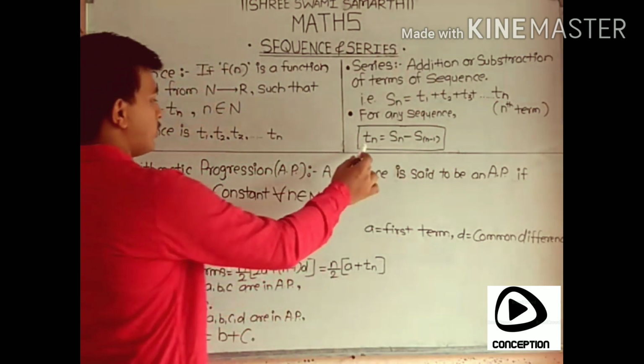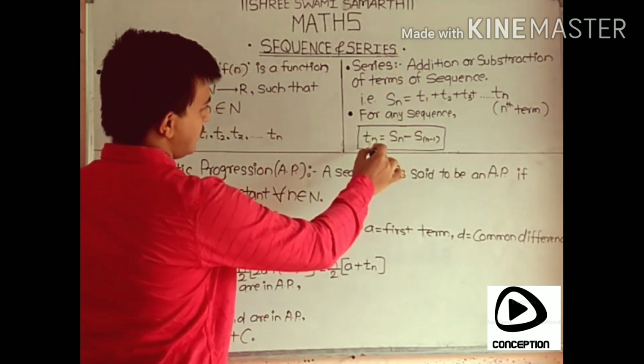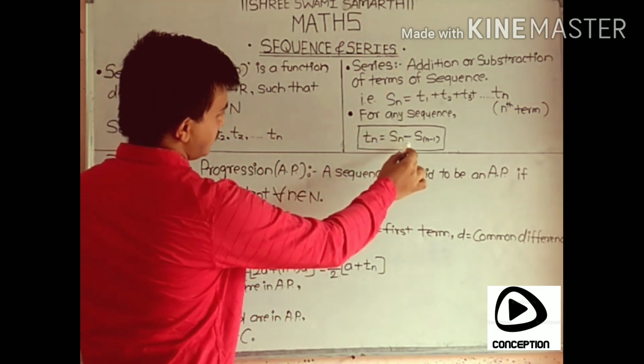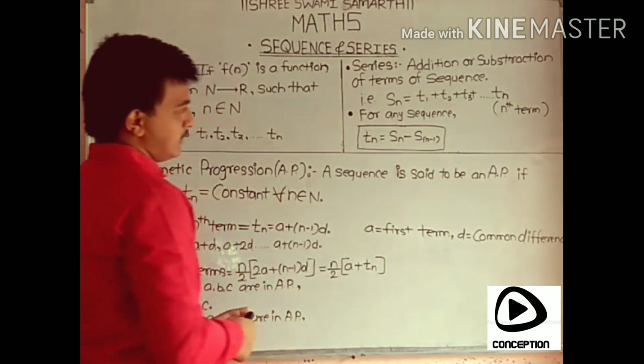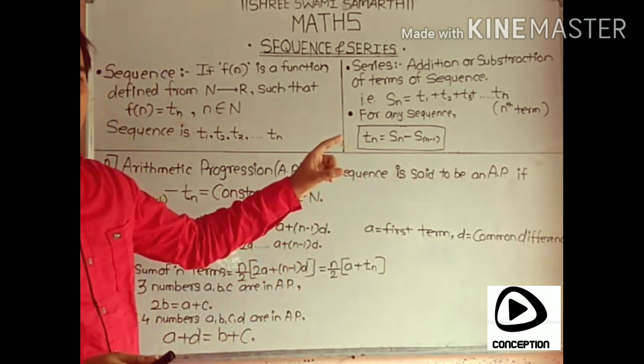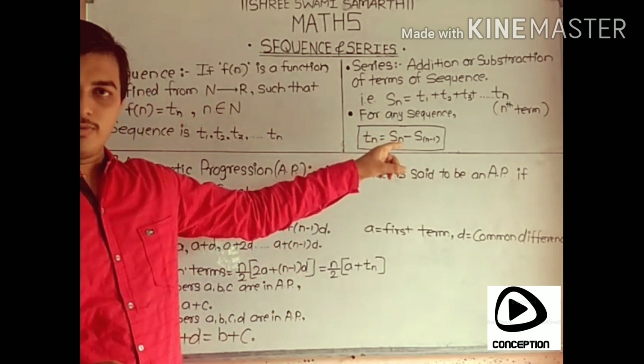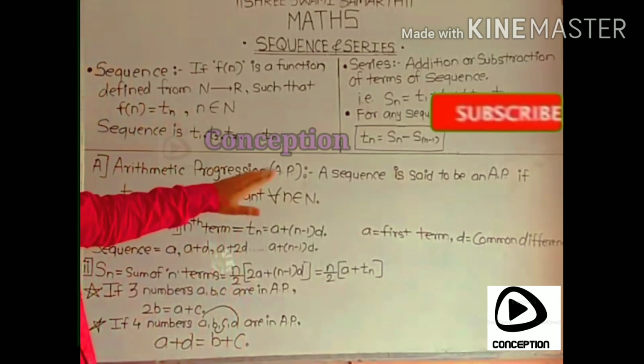So this is the important formula for any sequence: Tn is equal to Sn minus Sn minus 1. Remember this formula, we will catch up on it in the problems. So let's begin with arithmetic progression.